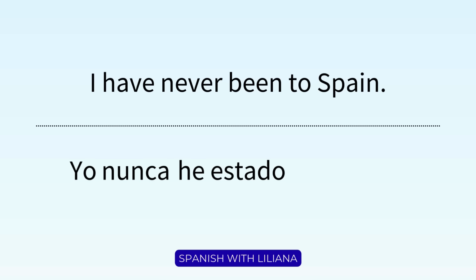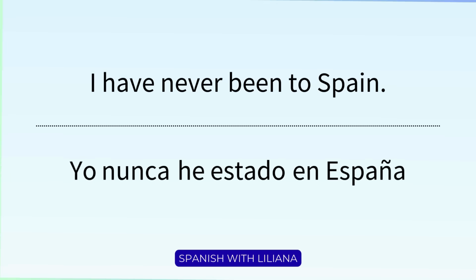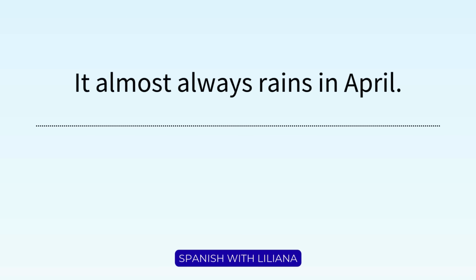Yo nunca he estado. To Spain in this case is en España. Yo nunca he estado en España. We could also drop the pronoun and just say nunca he estado en España. So in English, we can put never between have and been, but in Spanish, it doesn't go there. It goes before. All right, how about this other sentence?